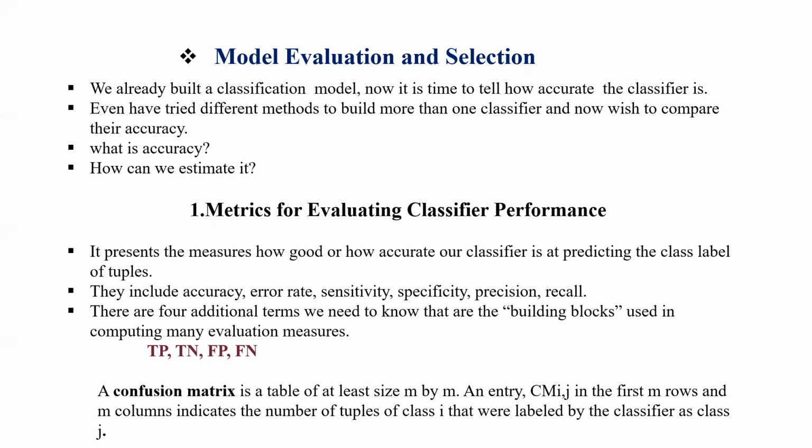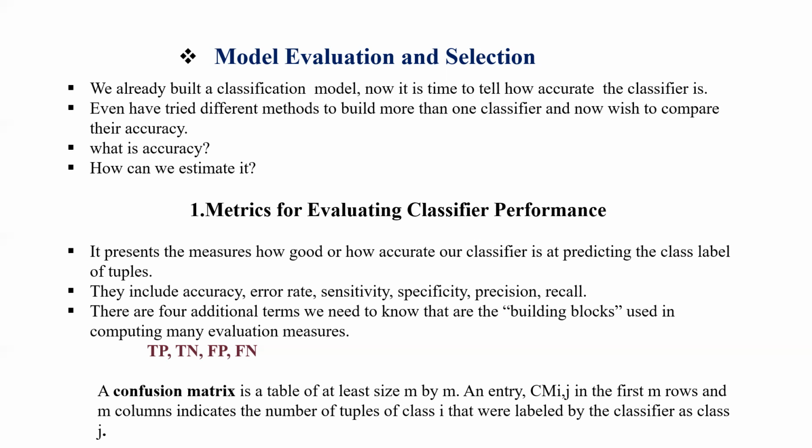There are four additional terms we need to know that are the building blocks used in computing many evaluation measures. These are TP, TN, FP, and FN. These are the terms that help in finding the accuracy of our classifier. TP means true positives, TN means true negatives, FP means false positives, FN means false negatives. We will see all these terms in the confusion matrix.